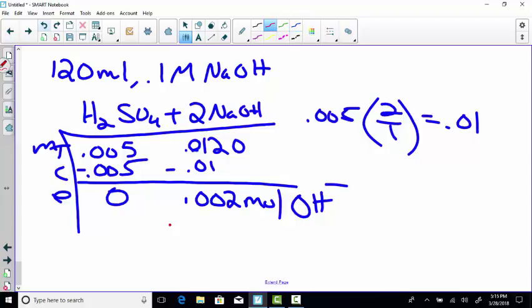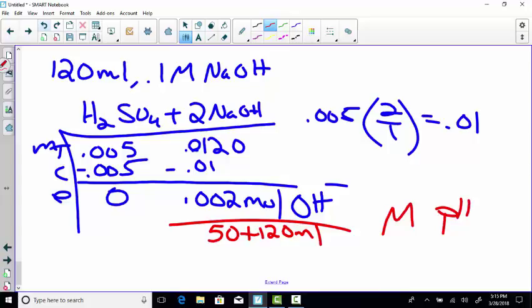That 0.002 moles of OH minus is in 50 plus 120 milliliters of water. Find the molarity and then find the pH. Find pOH first, then find pH, and I get 12.07. Okay, so that's how you do a diprotic.